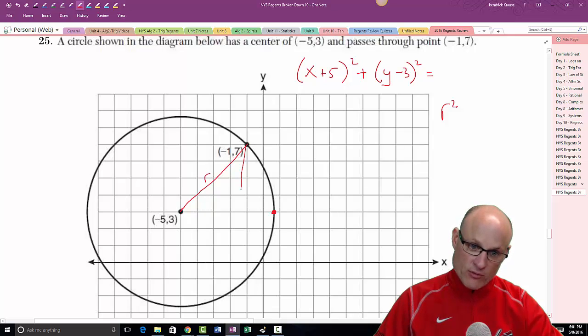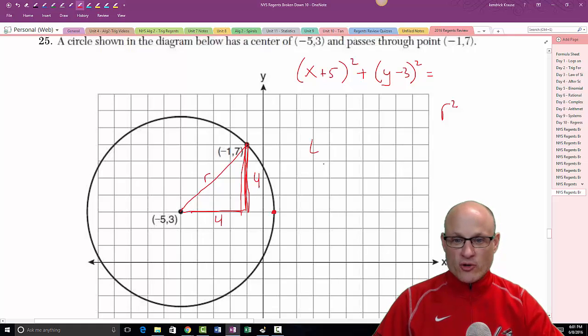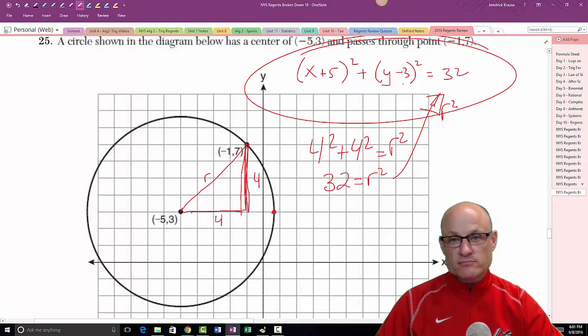So we just make a right triangle. 1, 2, 3. Try to make an accurate right triangle, not like my crazy drawing here. This is 4. This is 4. So 4 squared plus 4 squared equals R squared. 16 plus 16 is 32. Stop! Remember, R squared is what goes here. So we just put a 32. That's it.